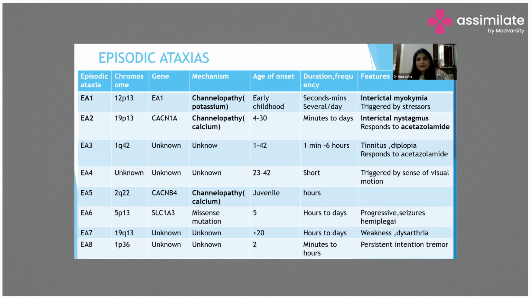Age of onset may vary from early childhood to later adulthood, and duration also. Sometimes frequency is very far apart. Sometimes they happen very frequently. Sometimes days or minutes or even months, once in a day, once in a few days or once in a few months. So features are also variable.